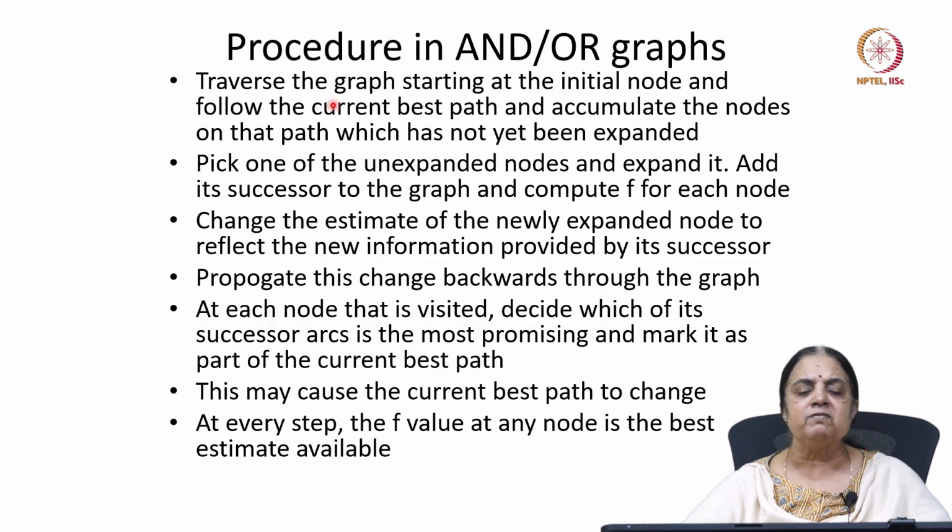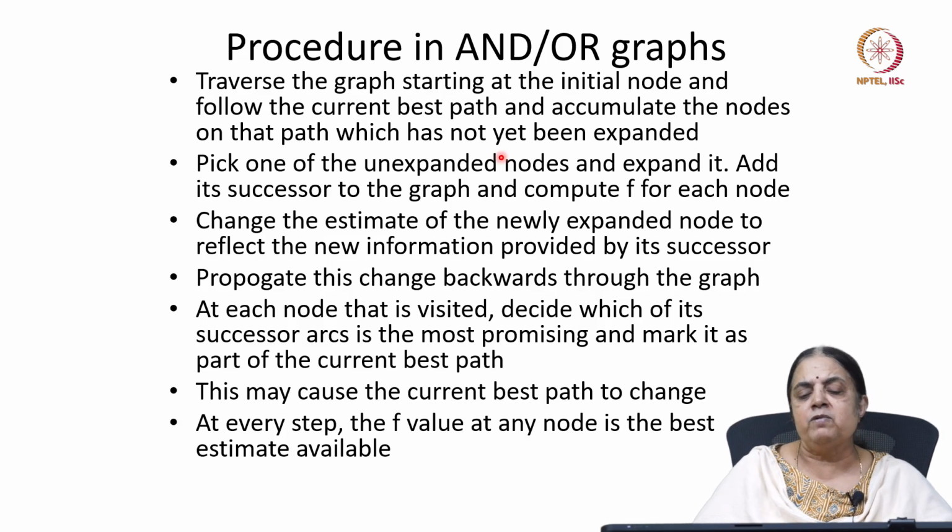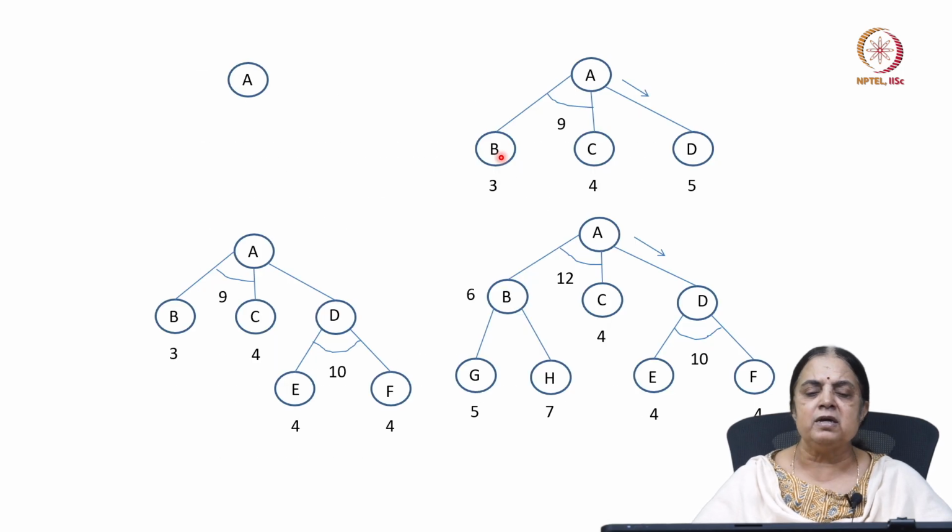So what you have to do is traverse the graph starting at the initial node and follow the current best path and accumulate the nodes on that path which have not yet been expanded. So you pick one of those unexpanded nodes and expand it, okay. When you add its successors and compute the value of those nodes, right, then what happens is that the current best path will change, okay. So you have to propagate the changes backwards through the graph and see which is the new current best path and choose a node on that current best path to expand, okay. So let us see an example here.